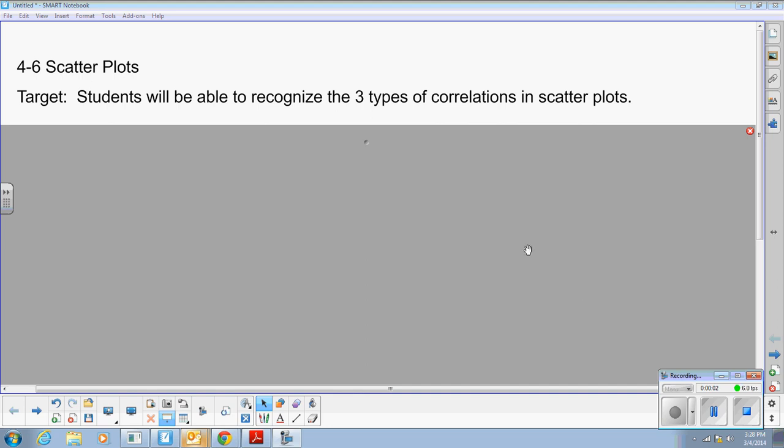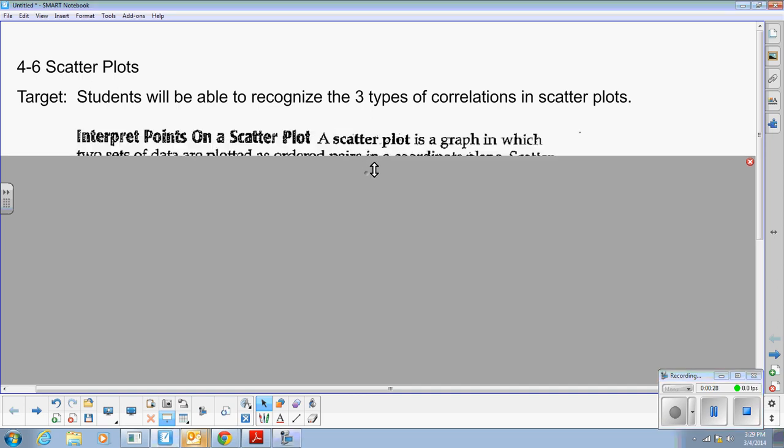Scatter plots, 4-6 out of your textbook. You're going to do an activity out of the textbook with this lesson today. What I want you to take from this is that there are three types of what we call correlations in scatter plots. A scatter plot is simply a mess of dots, and sometimes it is a mess, and sometimes it's in a nice kind of order. I'm going to point out three ways a scatter plot looks, and have you practice that a little bit out of the book.